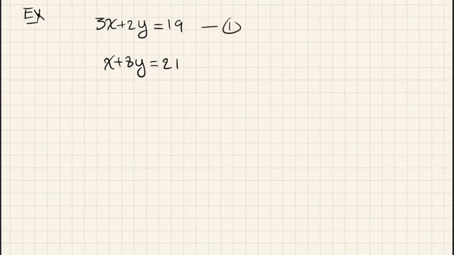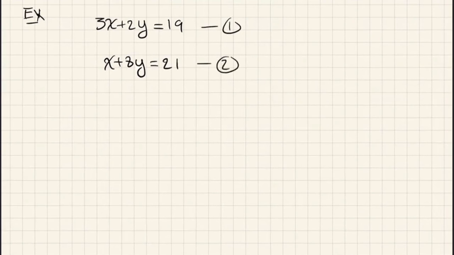عندي ايه 3x plus 2y equals 19 و x plus 8y equals 21. This is number 1, this is number 2.